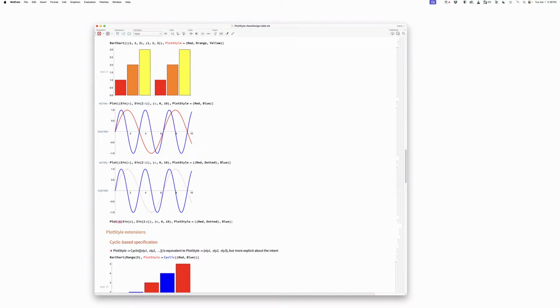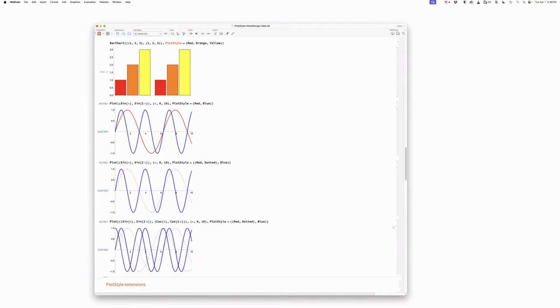Okay, let's say we do this, and then we do cos x. What's it going to do? Yeah, so that first list of sine x and 2x gets the same style. So it's not obvious to me. Right now this is undefined behavior.